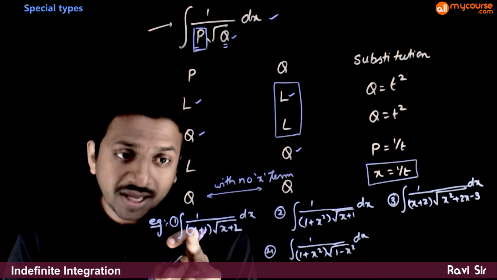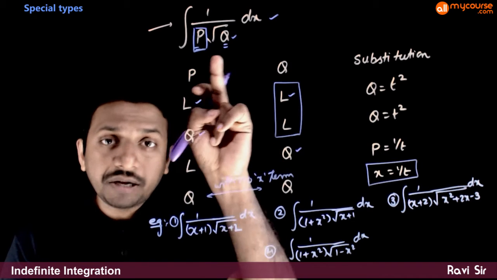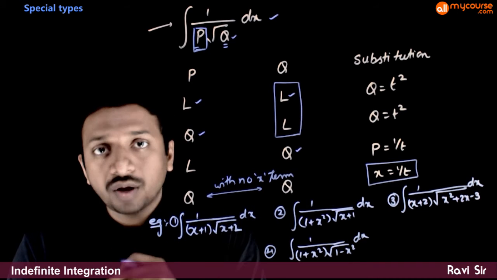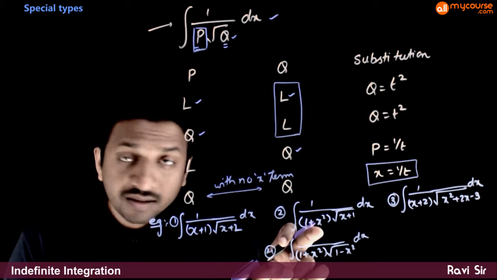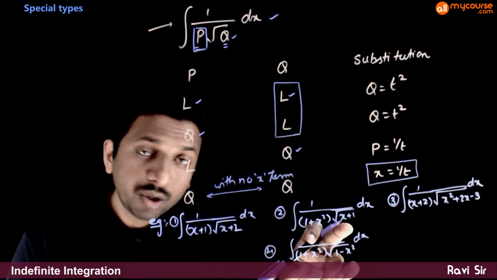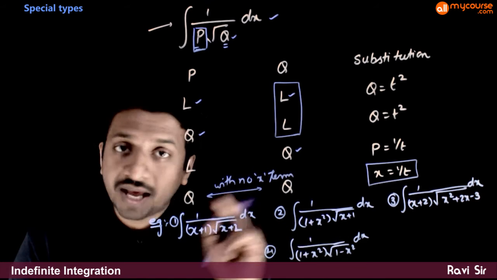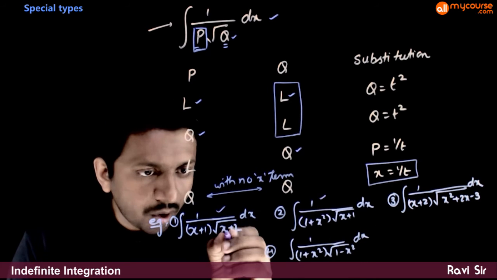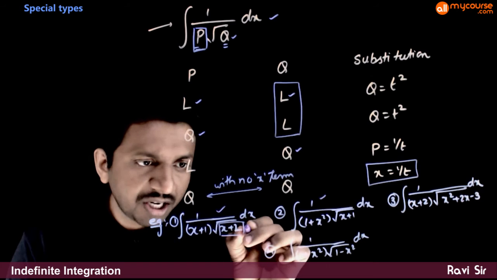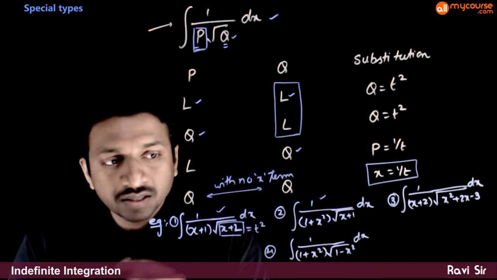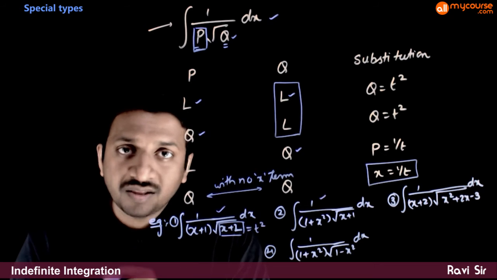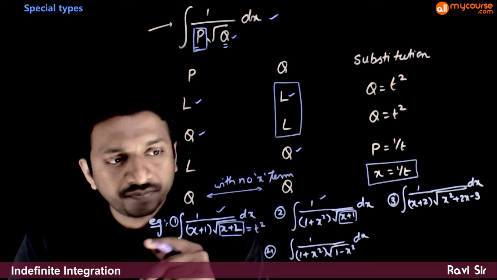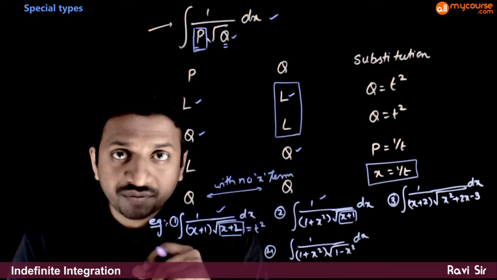So I'm giving you the examples. The first model, where p and q are linear, the question might look something like this: 1 by x plus 1 times root of x plus 2, and p is quadratic, q is linear, 1 by 1 plus x square times x plus 1, root of x plus 1. So in these two integrals, whatever is there inside the square root, you just need to assume it as t square. So x plus 2 is equal to t square will help you solve this, and in the other, x plus 1 is equal to t square. So these two are very straightforward.